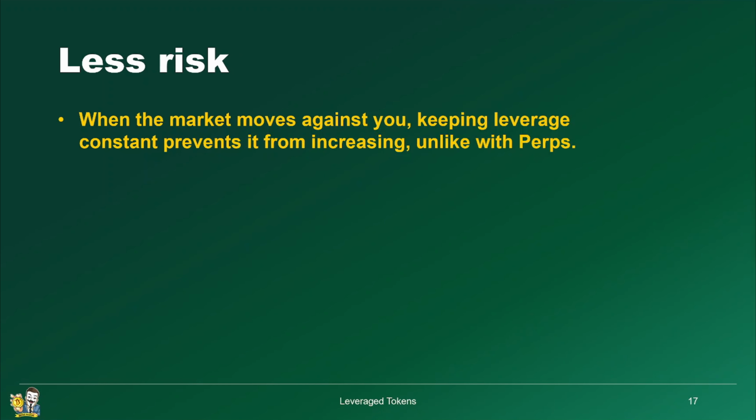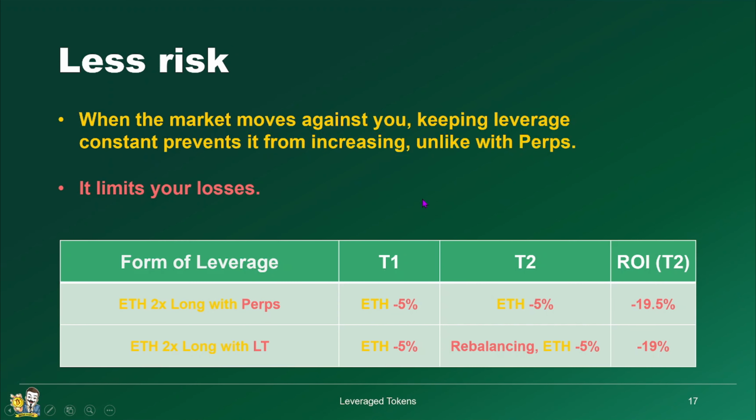Secondly, there is less risk when the market moves against you. In fact, keeping leverage constant prevents it from increasing. Unlike with perps, it limits your losses. So, this table summarizes the fact that there is less risk.